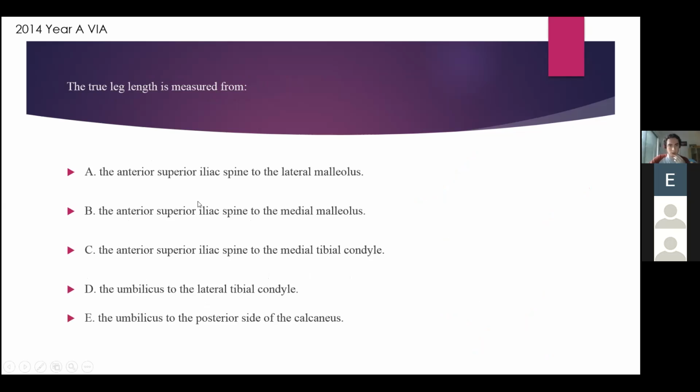All right. I lied. This is actually the last one. Edmund, do you want to have a go at this one? Is it ASIS to medial malleolus? Exactly right.